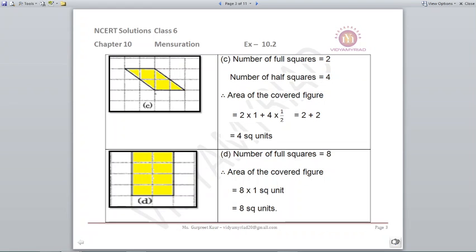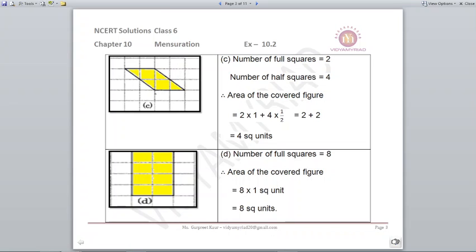C part, now in this case if you see very properly, total full squares are only 2, and then you have 4 half squares. So how are we going to find out the area? For full squares it is 2 multiplied by 1, for half it will be 4 multiplied by half, because those are half. So 2 plus 2, that comes out to be 4 square units.